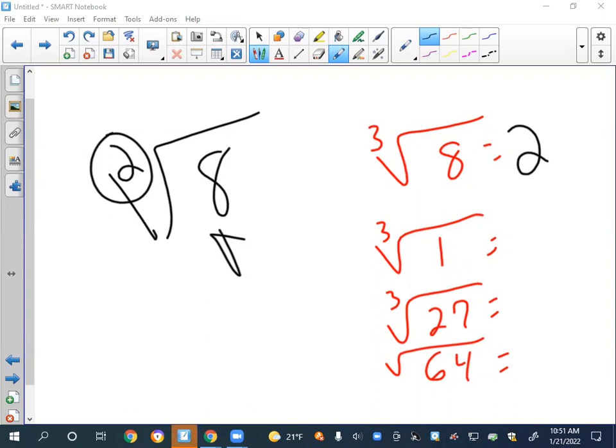3, hence the cube there. You got to multiply it not twice now, but 3 times. Yes, we remember that? We got that? So what's the cubed root of 1? Because 1 times 1 times 1 equals 1. What's the cubed root of 27? Because 3 times 3 times 3 equals 27.